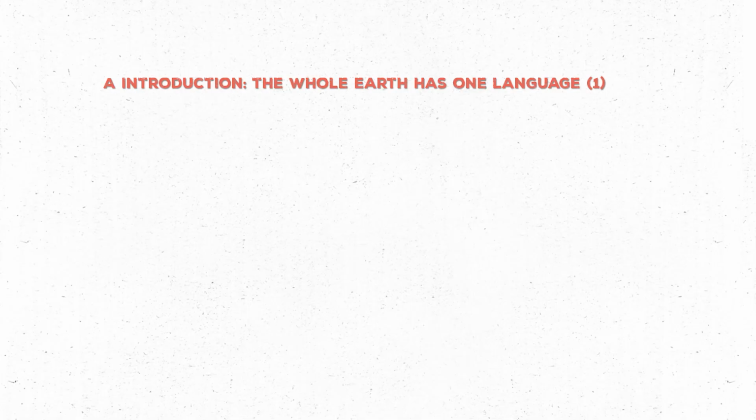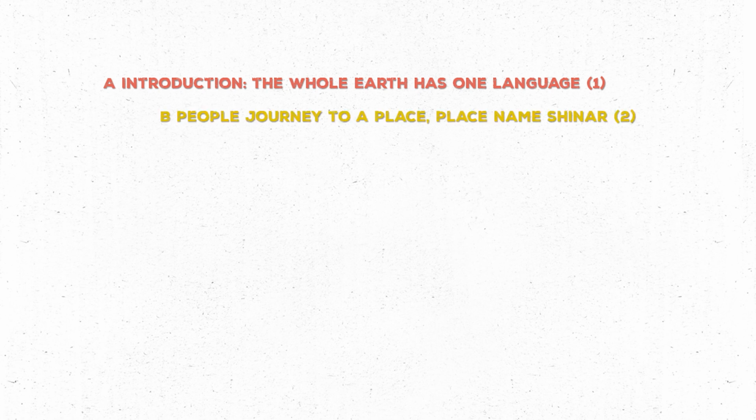the story. Notice that the story begins with an introductory statement in verse 1 about the whole earth having one language. Then in verse 2, there's a journey to a certain place, and a place name is given, which is the land of Shinar. In verses 3 and 4, we have a couple of speeches that begin with the phrase, "Come, let us." And in verse 4, there's a city and a tower that the people want to build. So that's our sequence of elements in the first part of the story.